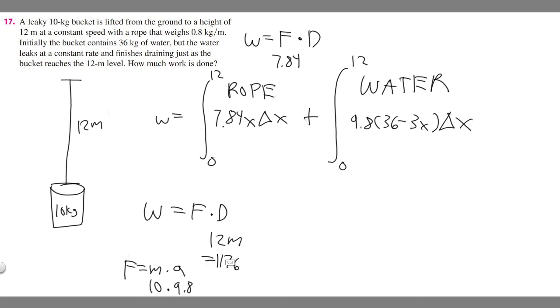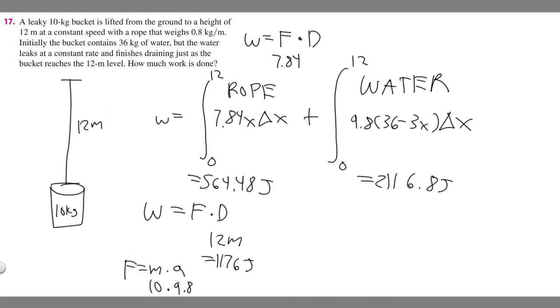1,176. Keep in mind that when you measure work, it's in joules. So the work for the bucket is 1,176 joules. I'm not going to solve these integrals for you, because hopefully by now you should know how to solve integrals like this. If you solve the rope one, you're going to get 564.48 joules. And the one for the water is going to be 2,116.8 joules.